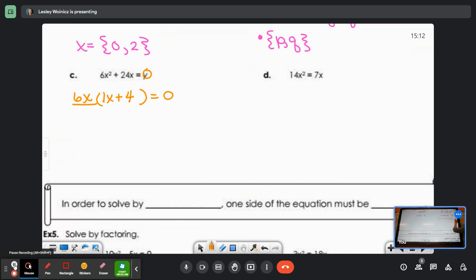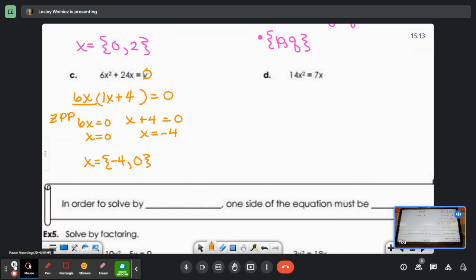Now I'm ready for my ZPP. I do 6x equals 0. X plus 4 equals 0. What times 6 is 0? 0. Yeah. What plus 4 is 0? Good. Write them in curly brackets. Because that's it.